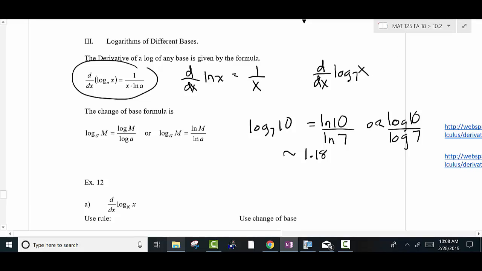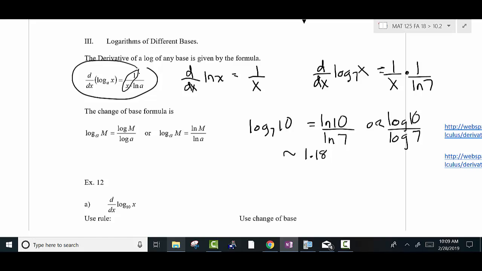Let me explain how that goes, and I'll explain why that is. If you're doing a log of some other base, it's still 1 over x, but there's one difference. You have to say 1 over ln of 7. I'll explain why that is in just a minute. So that's what the rule tells us to do: you have the 1 over x, but you have to add in the natural logarithm of that base.